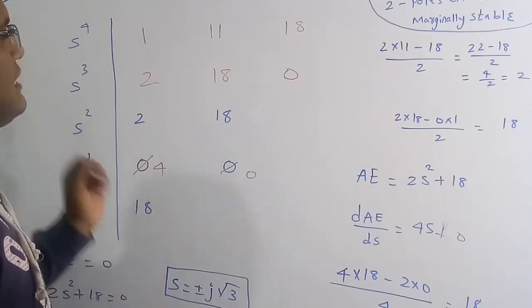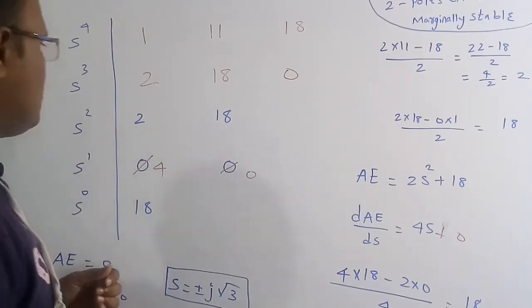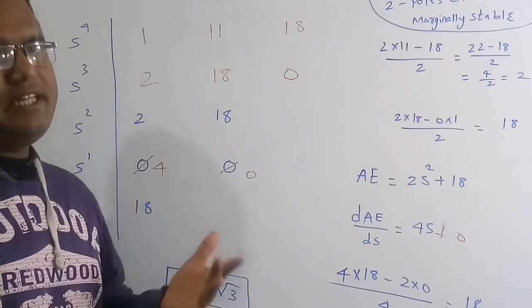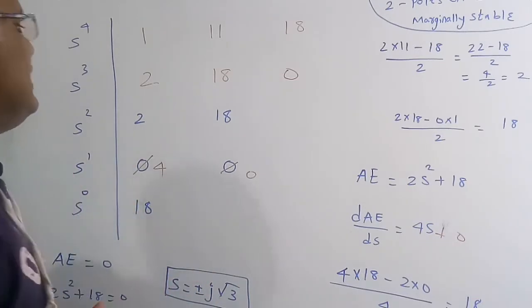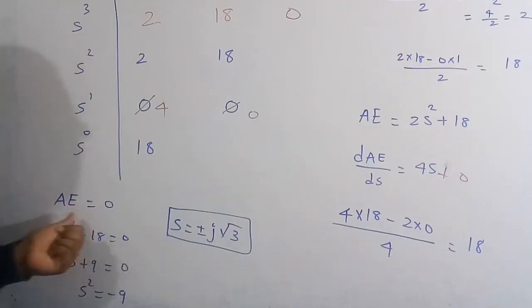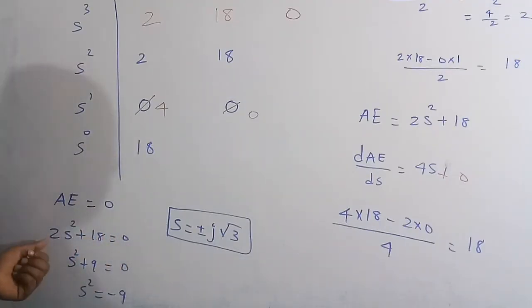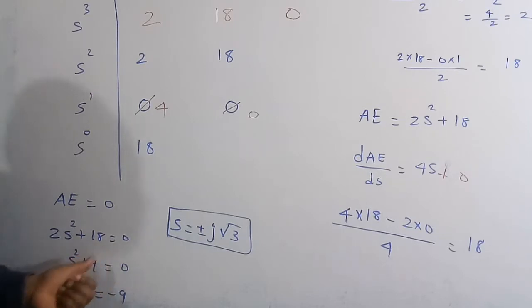So now I have to equate the auxiliary equation to 0. Then we are going to get the nature of the roots, whether they lie on the imaginary axis or not. So now you have to equate the equation to 0. Then we are going to get 2s square plus 18 is equal to 0. If you take 2 as common, we get s square plus 9 is equal to 0. So therefore s square is equal to minus 9.